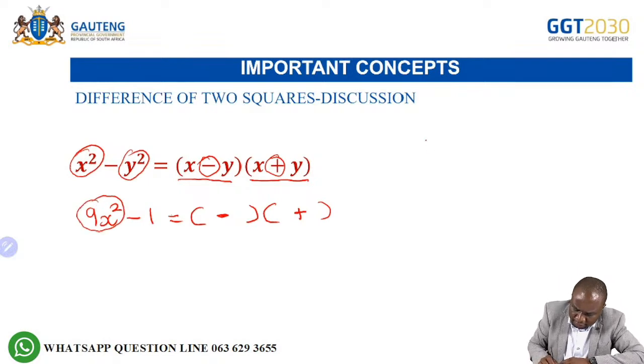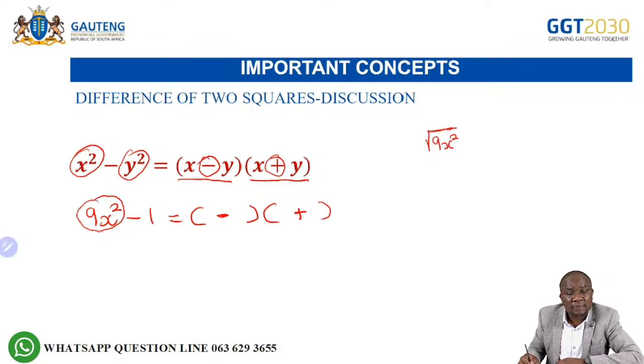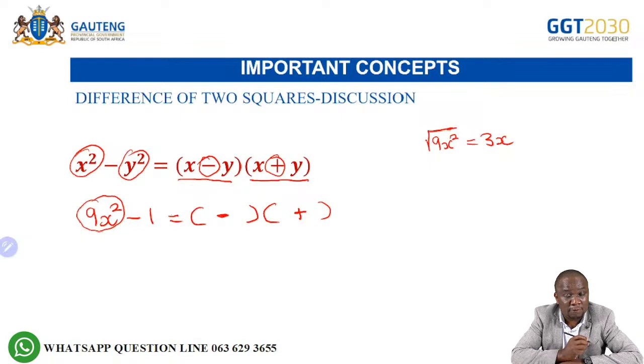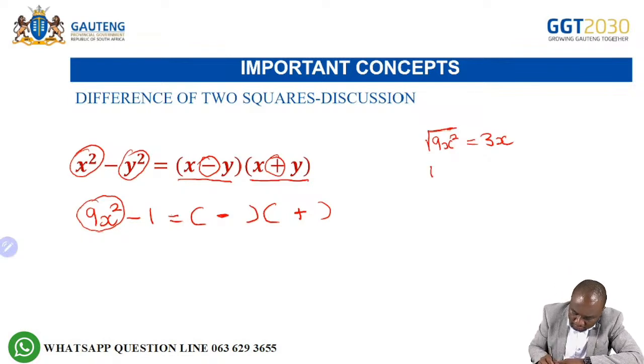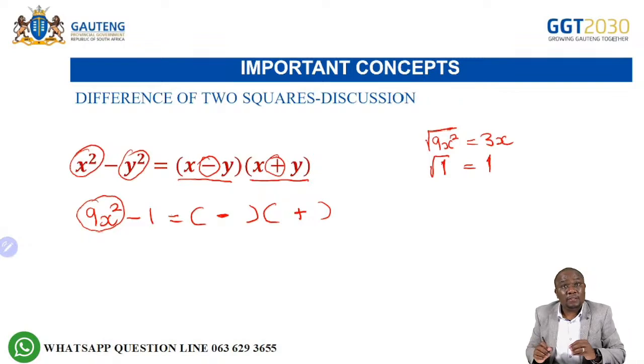And then look for the square root of 9x squared. Right. What is the square root of 9x squared? The positive square root is 3x. Okay? Because the square root of 9 is 3, the square root of x squared is x. So it's 3x. Remember, 1 also is a square number. 1 times 1 is 1. So what is the square root of 1? The positive square root of 1 is 1. You see that? So in the bracket, we're going to have 3x and 1.